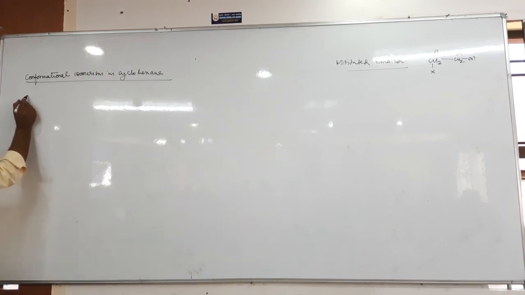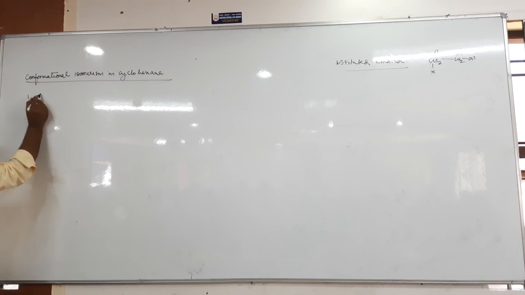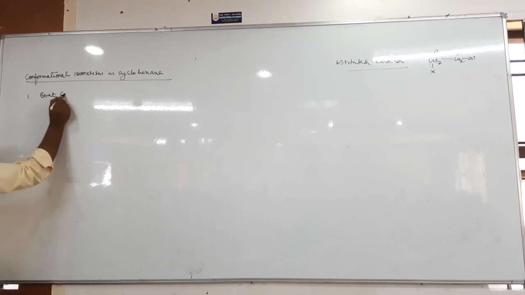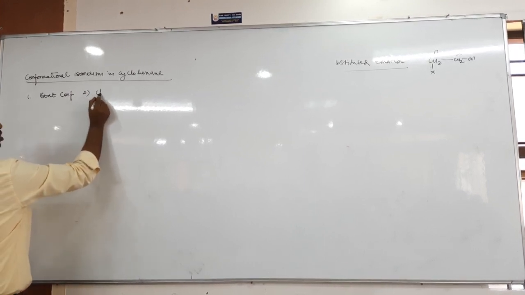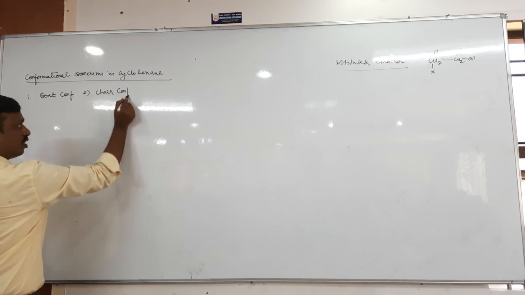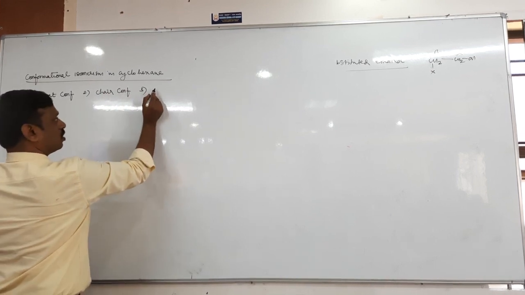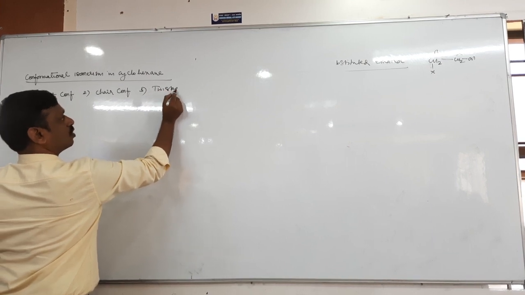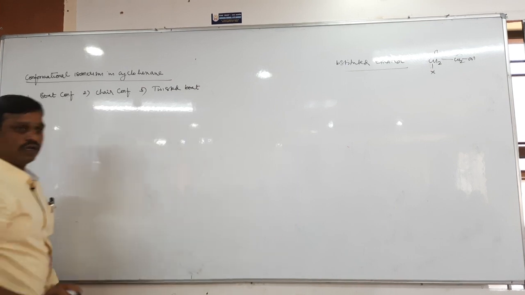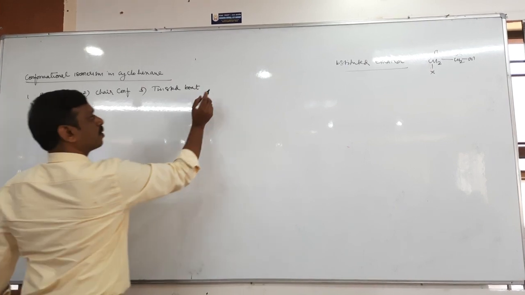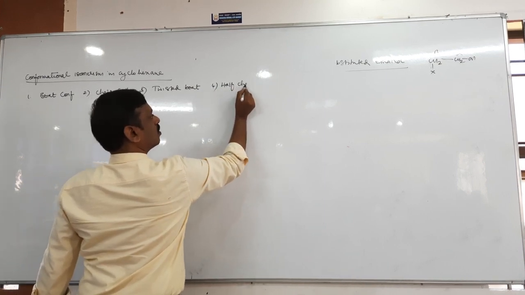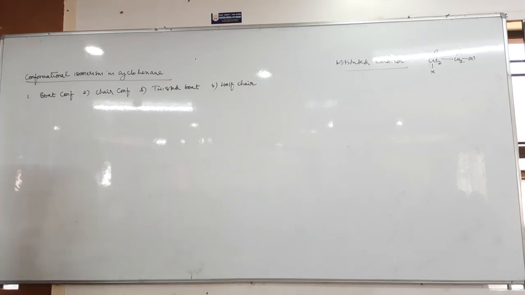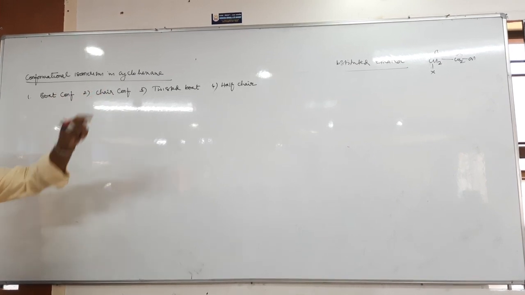Cyclohexane exhibits 4 conformations. One, boat conformation, it looks like a boat. Two, chair conformation, it looks like a chair. Third, twisted boat conformation. And the fourth one is half chair conformation. There are 4 conformations of cyclohexane: boat, chair, twisted boat, half chair.